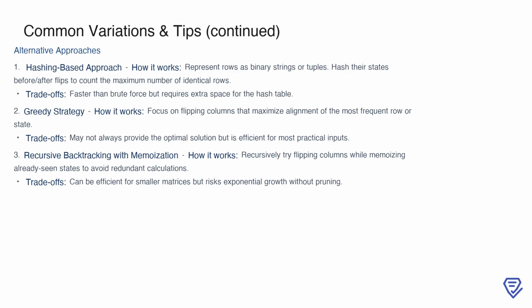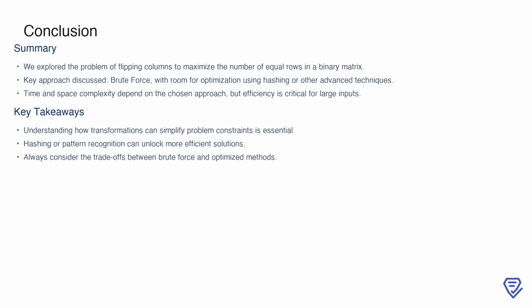Lastly, recursive backtracking with memoization allows you to explore different column flipping combinations while storing already seen states to avoid redundant calculations. This can be effective for smaller matrices, but without proper pruning mechanisms, it can lead to exponential growth in runtime. Each of these methods has its trade-offs, so choose the one that best fits the problem constraints and input size. Great job! In this session, we tackled the problem of flipping columns to maximize the number of equal rows. We reviewed the brute force approach and discussed how optimization can improve performance. Remember to apply these concepts in similar problems.